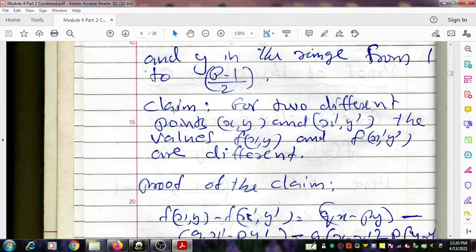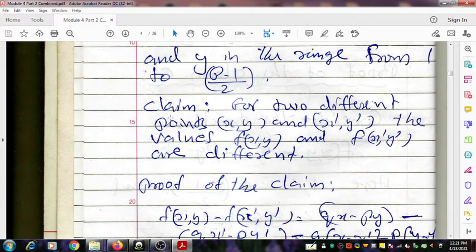Next, we make another claim. We are going to establish another fact about the function values for two distinct points (x, y) and (x prime, y prime), or (x dash, y dash). We are considering two different points, the paired values.